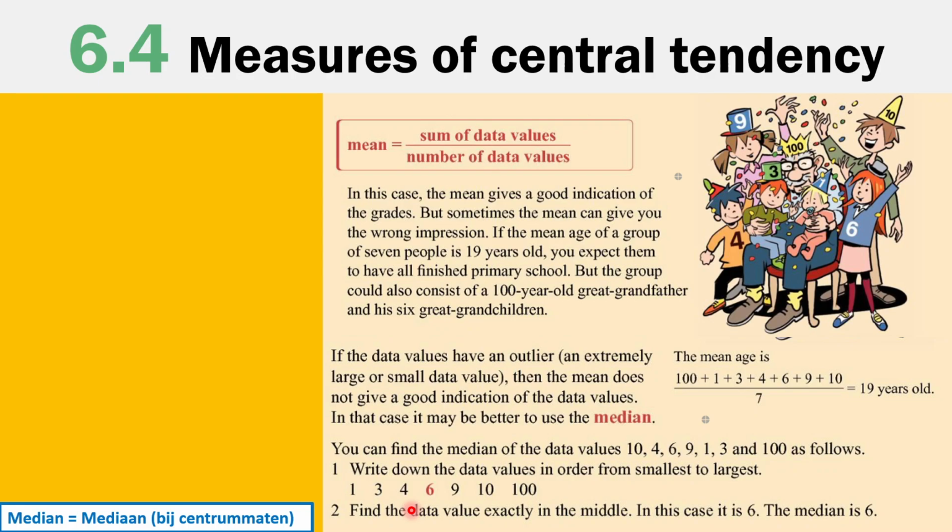What is now the median? The median is the middle data value. And here, if I have an odd amount of data values, that's easy, right? That's just 6, because there are 3 to the left and 3 to the right. So here the median is 6, and I think that's a much better representation of this data than 19, right? So what you can say is that the median is the middle number of all your data values, and therefore it's important to put them in order first.